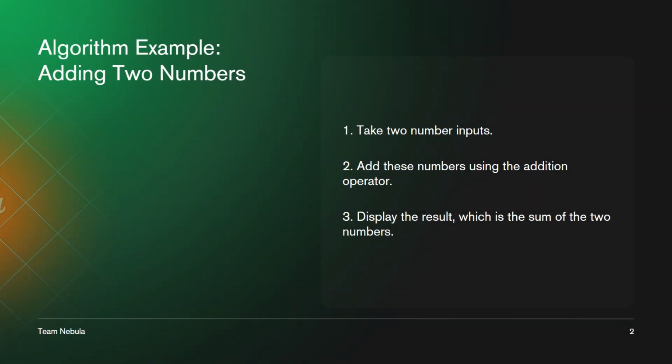Algorithm example: adding two numbers. To better grasp the concept, let's take a look at a simple algorithm. Adding two numbers together. First, we take two number inputs. Next, we add these numbers using the addition operator. Finally, we display the result, which is the sum of the two numbers. That's it. This is a basic algorithm, but it demonstrates the core elements of input, process, and output, which are fundamental to any algorithm.